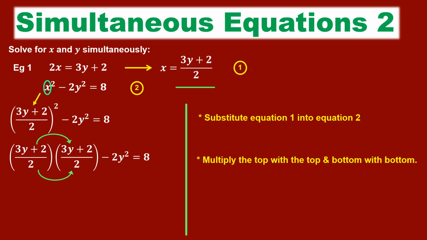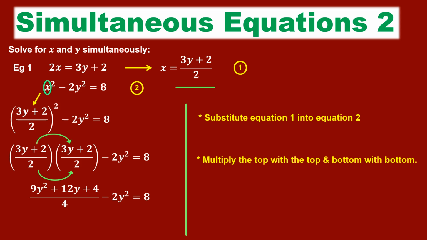If we multiply the top with the top, we end up with 9y squared plus 6y plus 6y plus 4. In other words, 9y squared plus 12y plus 4. And at the bottom, we get 2 times 2, which is 4. Minus 2y squared is equal to 8.